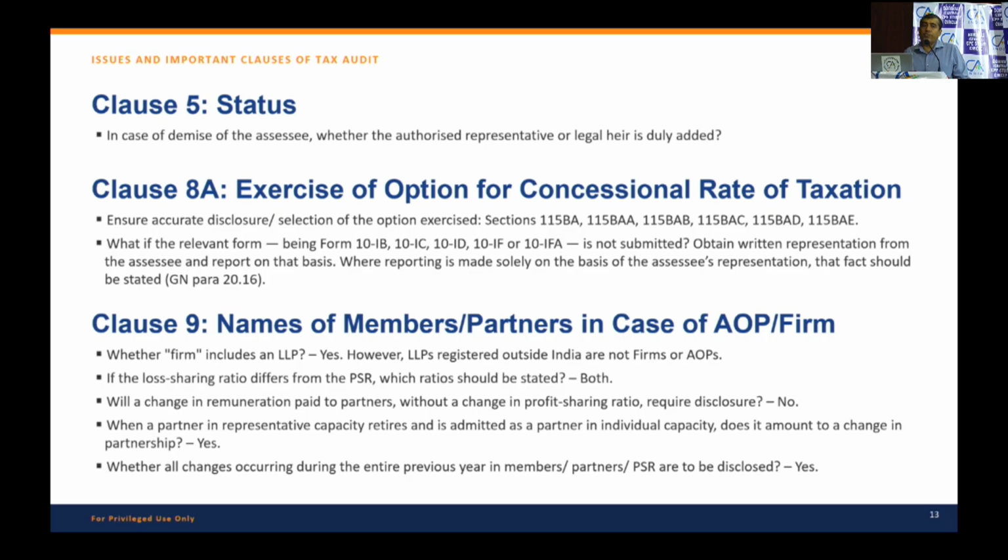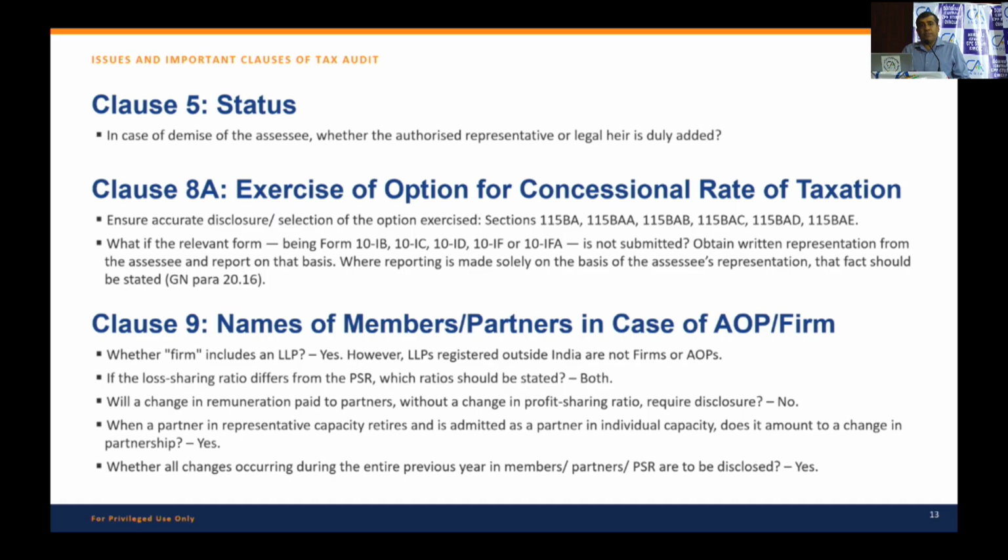Remuneration sharing also could be there as a part of the deed. Whether that will be reportable, the answer is no, because it is remuneration and not profit share. This clause restricts itself to profit sharing ratio, which includes loss as well. Therefore, any remuneration sharing ratio, if any, should not be reported under this clause.